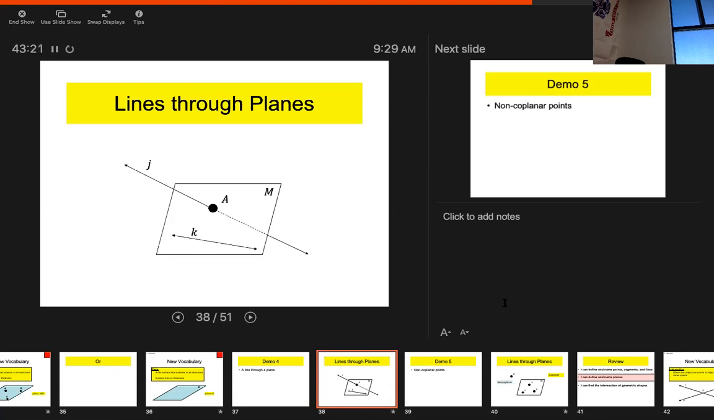So if it's inside, it means it's on. If it's outside, it means it's not on the plane. So line K is not on the plane. Neither is line J. It goes through the plane.